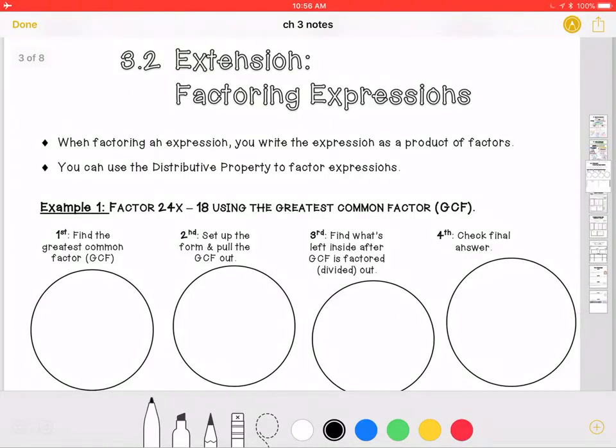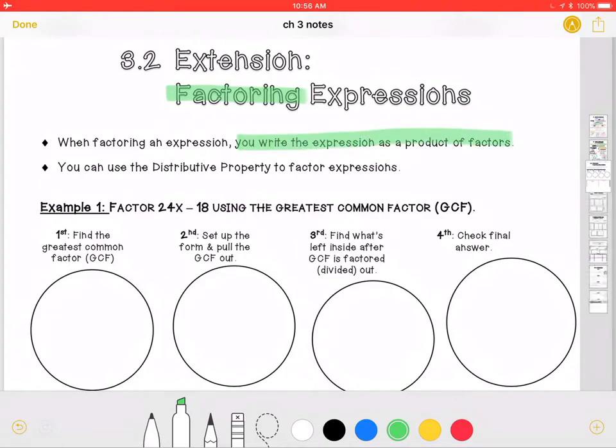Hi class, we're getting into lesson 2's extension. So an extension is just getting deeper into the lesson. We're still talking about expressions, but we're going to talk about factoring those expressions and what factoring means. When factoring an expression, you write the expression as a product of factors.